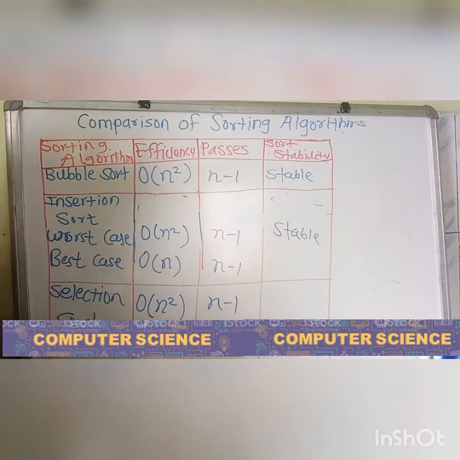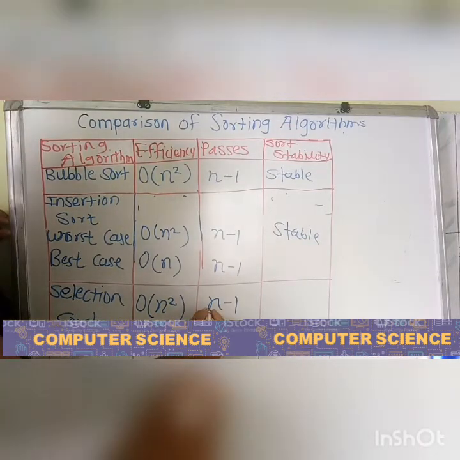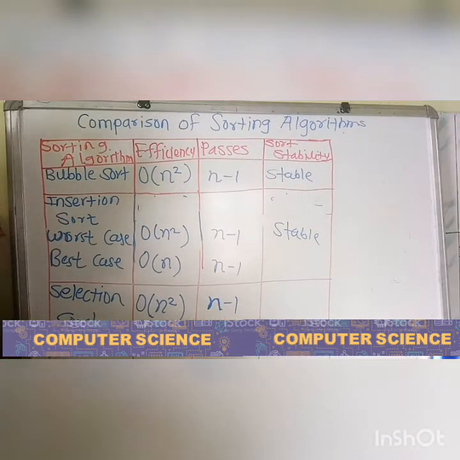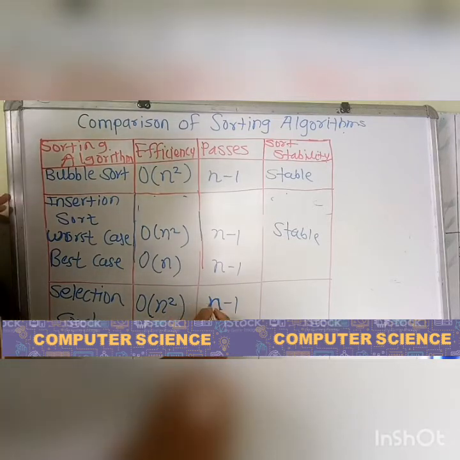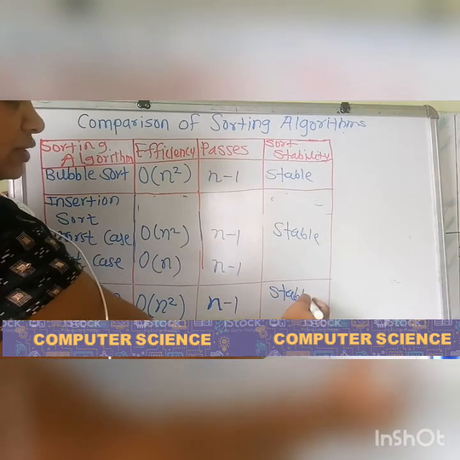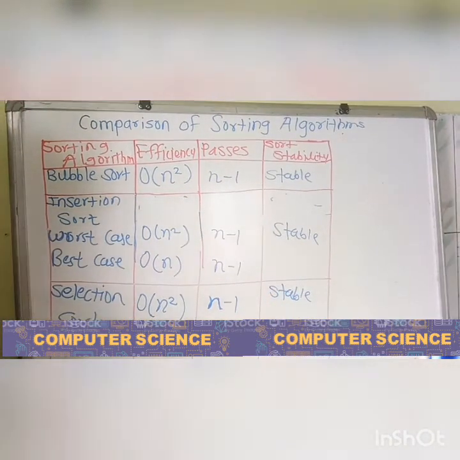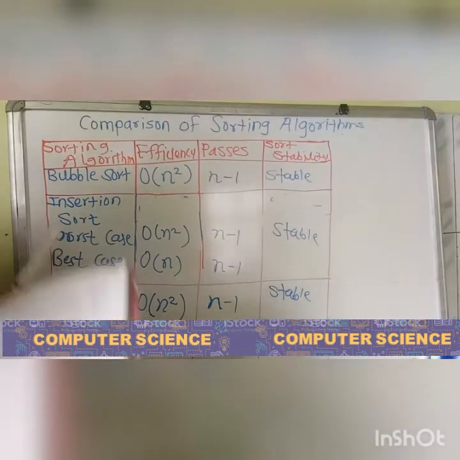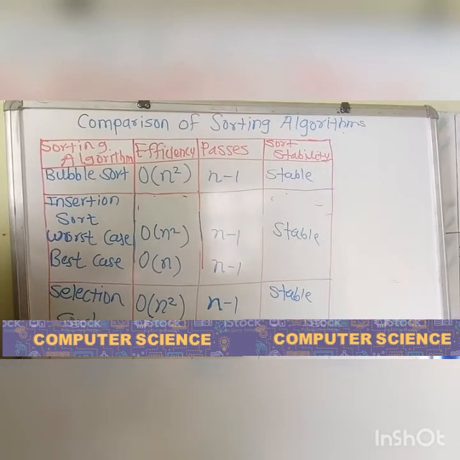The passes mean up to which data element the algorithm is processing, and this is also one of the stable sorts. Now these are some sorting techniques which come under the category of internal sort.